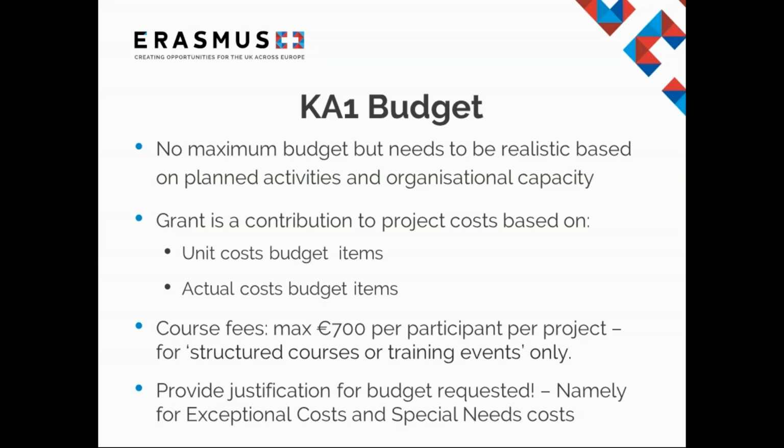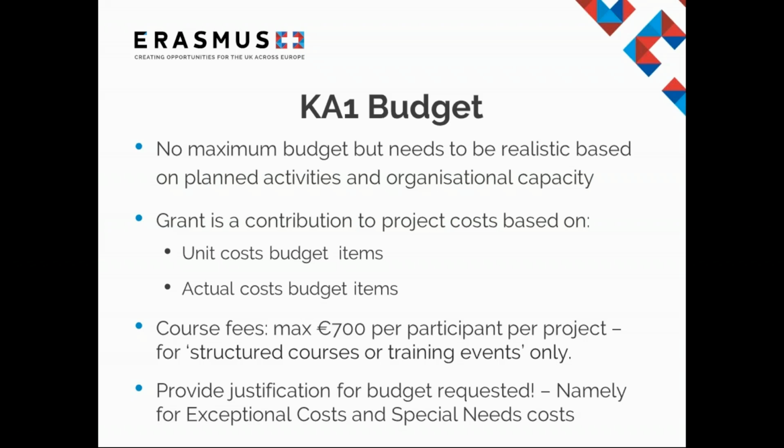There are unit costs contributions and actual costs contributions. With unit costs, the funding is automatically calculated depending on the unit. This can be the number of participants for a certain duration or a set of costs per distance traveled, for example. Budget headings using unit costs are travel, organizational support, individual support, and course fees, where you have selected the structured course or training events activity type.